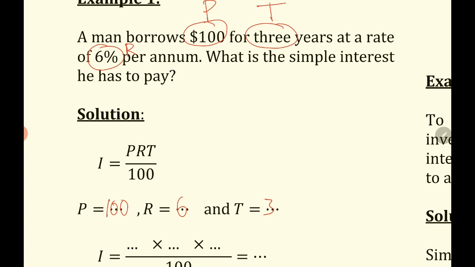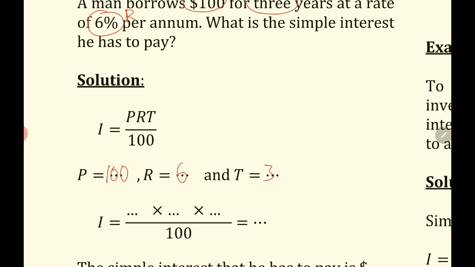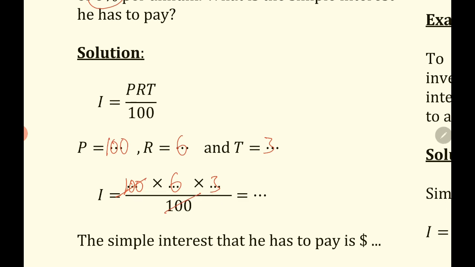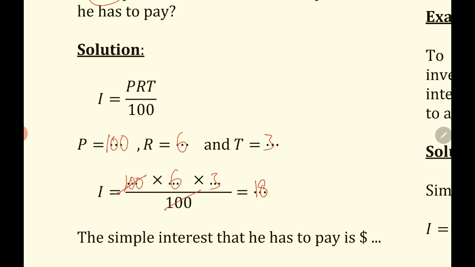Okay, now we just need to substitute again here. So I is equal to P times R times T, over 100. So the P here is 100, times R, 6, times T, 3. Okay, so the 100 we can cancel, gone, and 6 times 3 here is 18. So the interest here is $18.